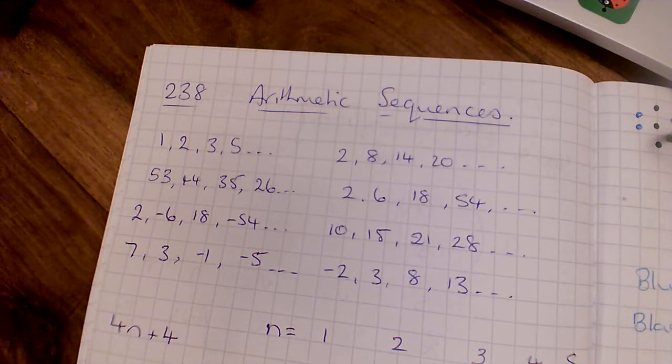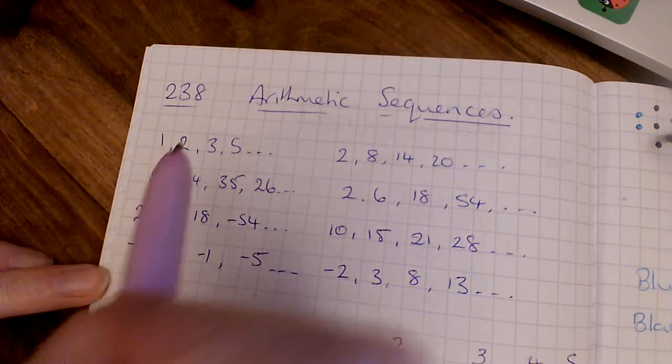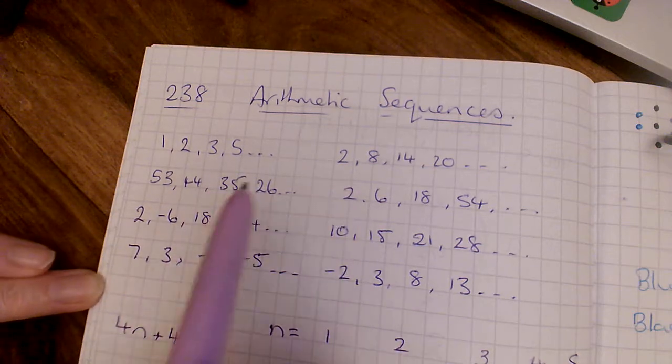Arithmetic sequences just means that it's going to go up in the same amount every single time. It can also go down in the same amount as well as going up. You're just going to go up in a negative number, which is a bit weird. But there we go. So if I look at these sequences, first question is which of these are arithmetic?